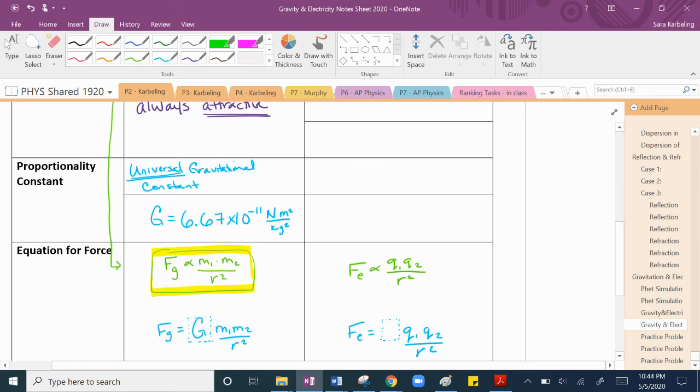What is that mystery proportionality constant? Well, in this case, it is named after a physicist named Coulomb. This is Coulomb's constant.